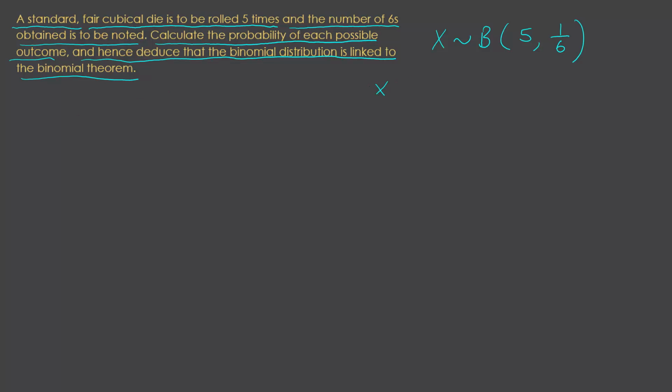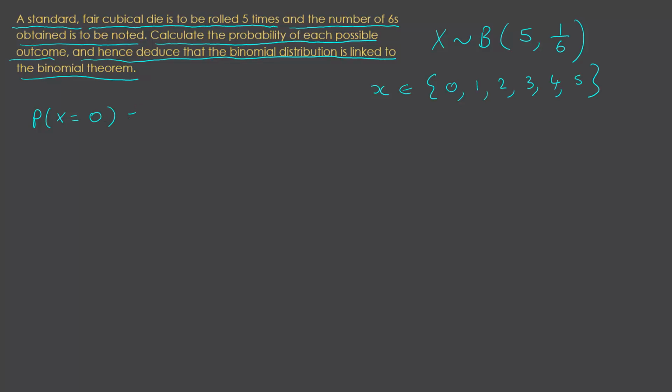Now, x could take the values, this should be small x, 0, 1, 2, 3, 4, or 5. All of those are possible. We could get no 6s, 1 six, all the way up to 5 6s. So let's look at the probability of x being 0.